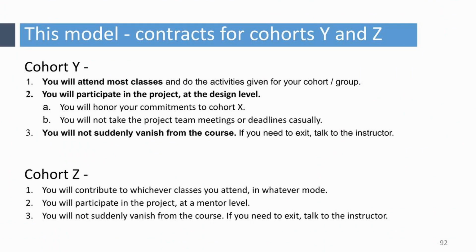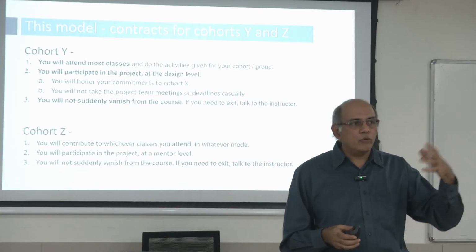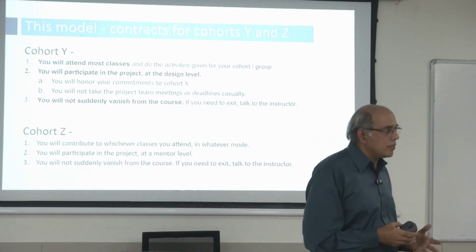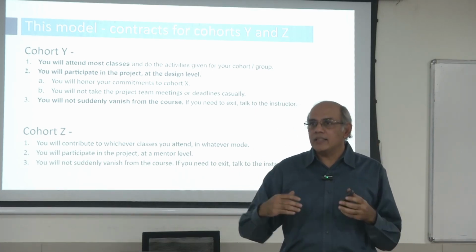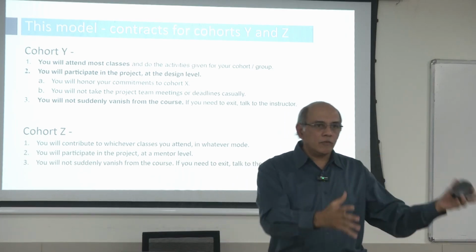Similarly, there is a contract for cohorts Y and Z. For Y, the contract is that you will attend most of the classes and do most of the activities, and they were to participate in the project at the design level. The main thing I asked of these two cohorts, Y and Z, was that they will not vanish from the course suddenly. If you miss a day, that's okay. But if you suddenly vanish once groups are created and responsibilities assigned, then the rest of the group collapses.